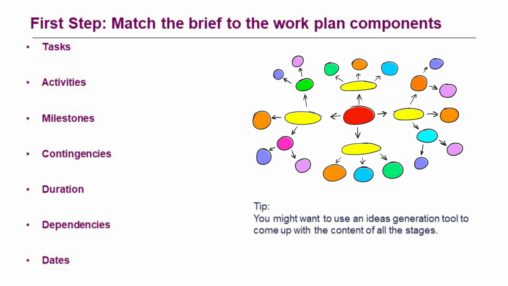So we're looking for, what might our overall tasks be? What might our breakdown activities be? Where are the big milestones? What contingencies might we have to have? What's the duration of each of those activities? What are the dependencies? So which task has to be completed first? Which task relies on other tasks having been completed before it? And which one comes at the end?